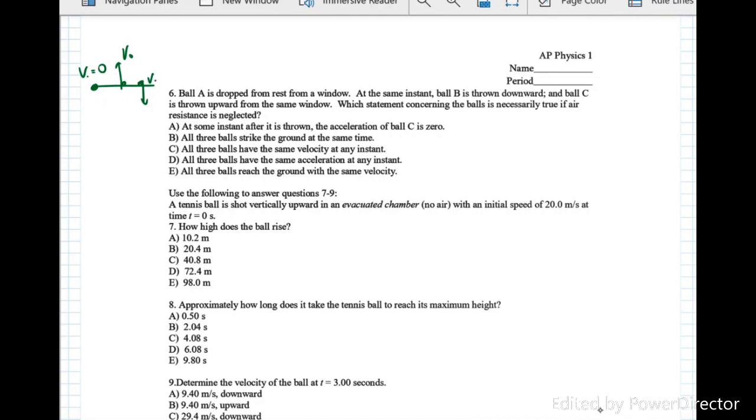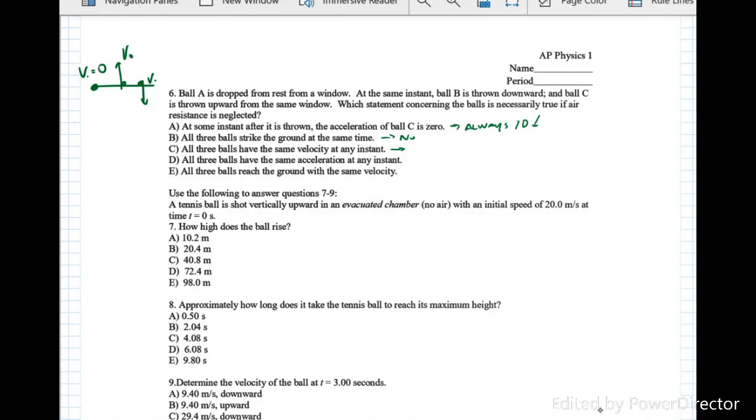Well, I want to know which one of these statements is true. I'm going to go through all of them. Some instant after it's thrown, the acceleration of ball C is 0. Can't be the case. The acceleration is always 10 meters per second squared down. Always. Can't be that one. All 3 balls strike the ground at the same time? No. I know that the one that's thrown down is going to hit first.